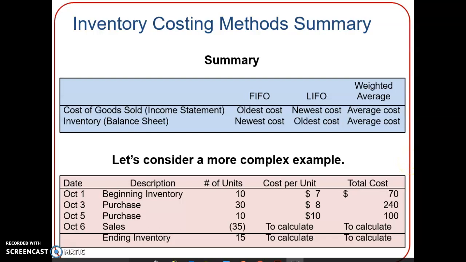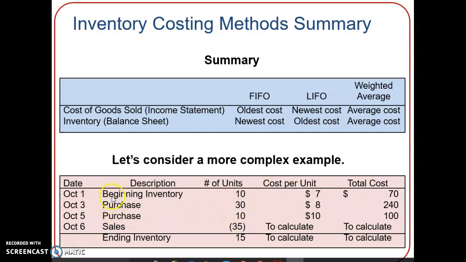Alright, so let's consider a more complex example. Two things are different. First of all, we have a beginning inventory. As I mentioned, we can just treat the beginning inventory as the oldest, or the first layer. And second, be careful with the number of units of each batch or each group.